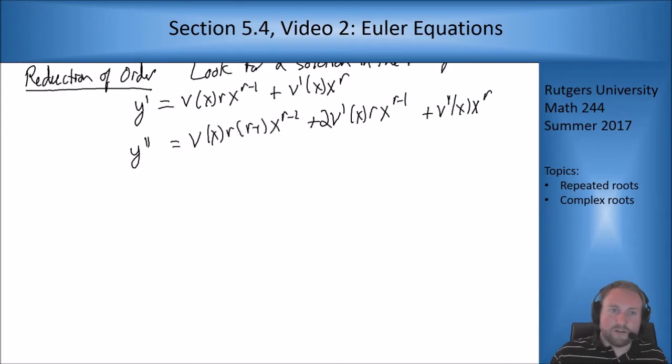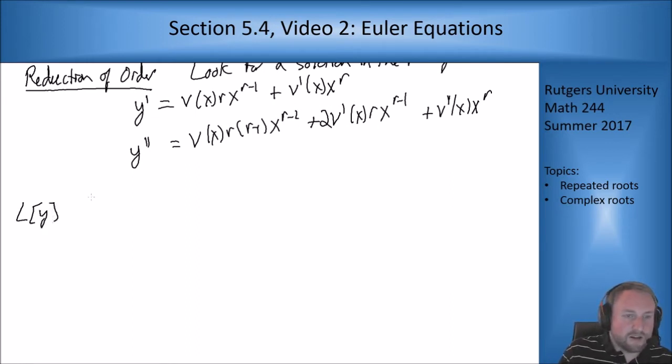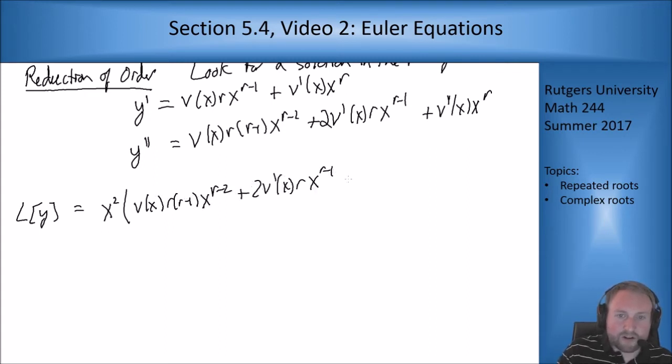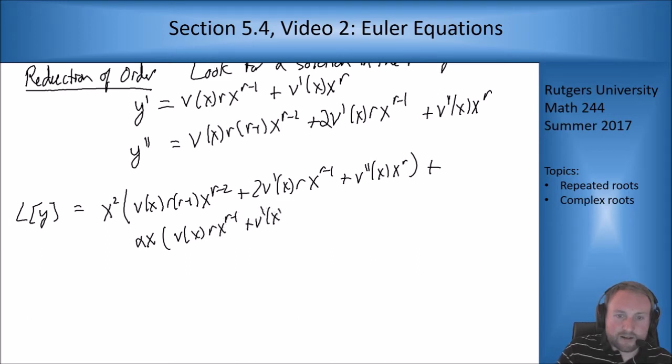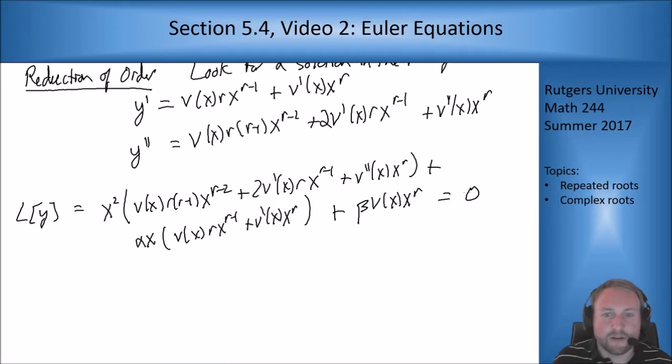Now I want to take all of this and plug it into the Euler equation and see what pops out. So plugging these in, I get that L of y is going to be x squared times [v of x r minus 1 x to the r minus 2 plus 2 v prime of x r x to the r minus 1 plus v double prime of x times x to the r], plus alpha x times [v of x r x to the r minus 1 plus v prime of x times x to the r], plus beta times v of x x to the r, and this is going to be 0.